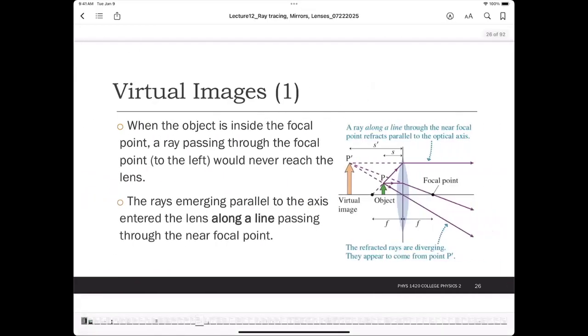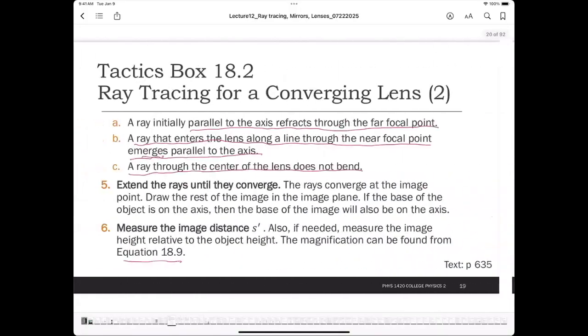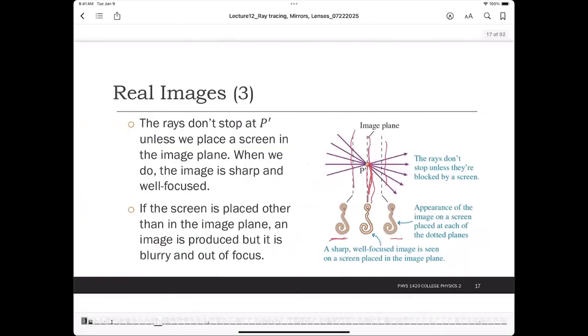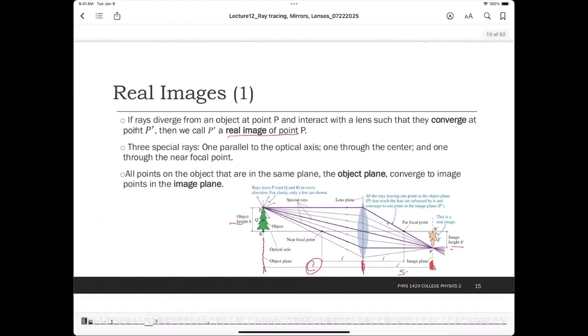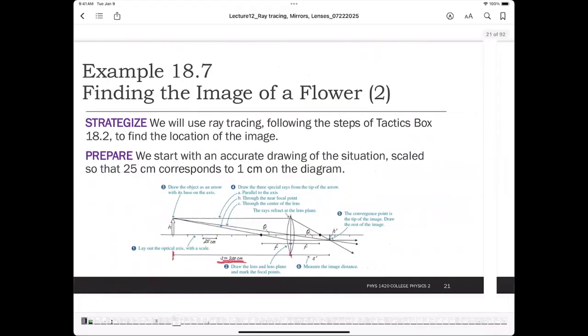And let's talk about virtual images. Actually, we talked about the real image just before. We call this one a real image, which means the real image is inverted compared with the original object. And the virtual image, let's talk about that.